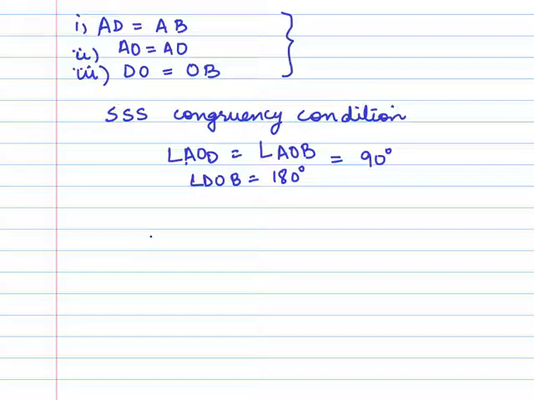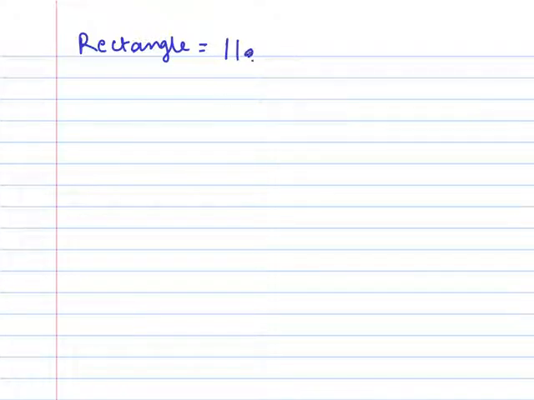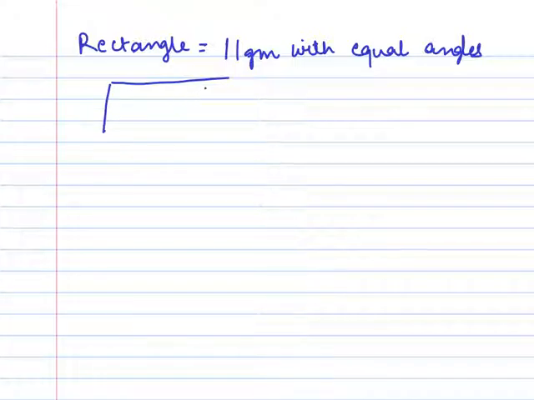Now let us look at the rectangle. What is a rectangle? Now a rectangle is a parallelogram in which the angles are equal. So it is also a parallelogram, but with equal angles, meaning all the four angles of a rectangle are equal.